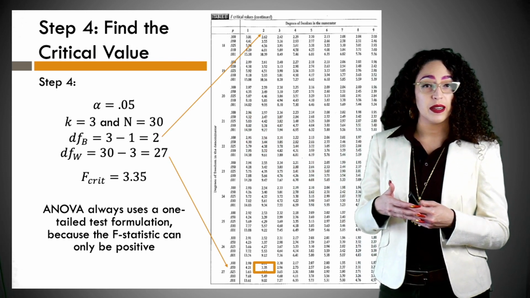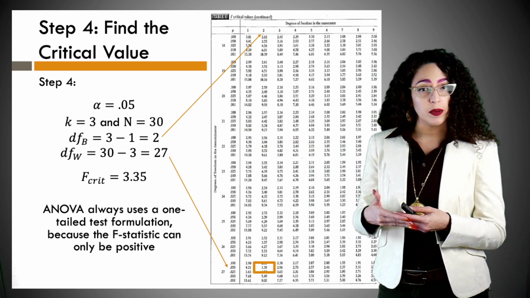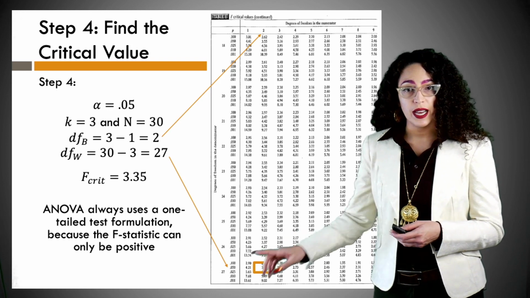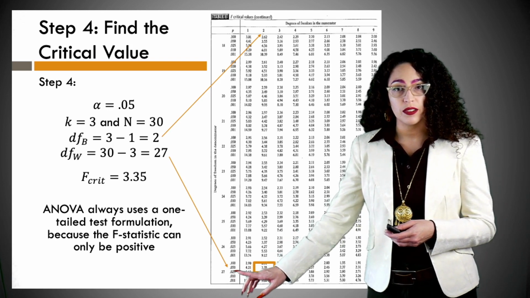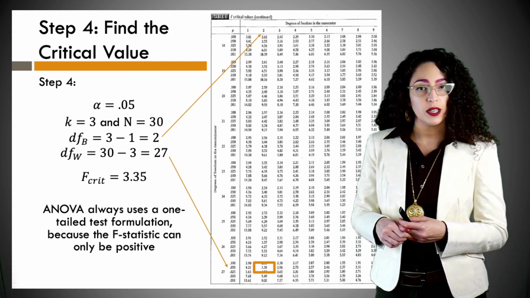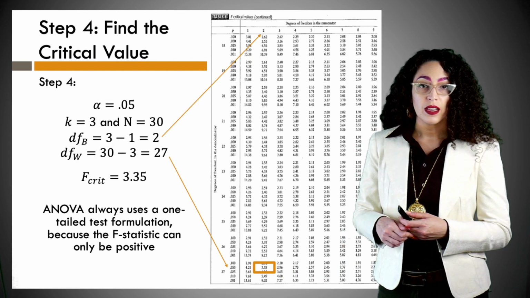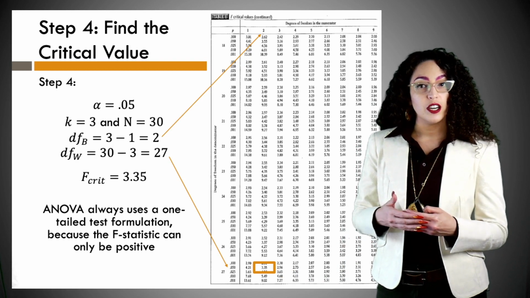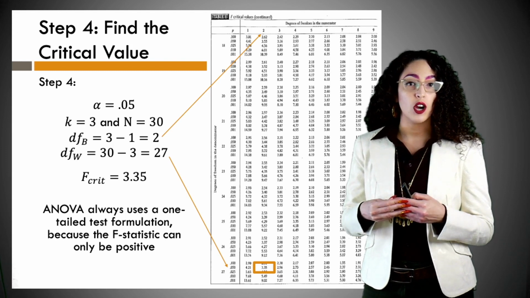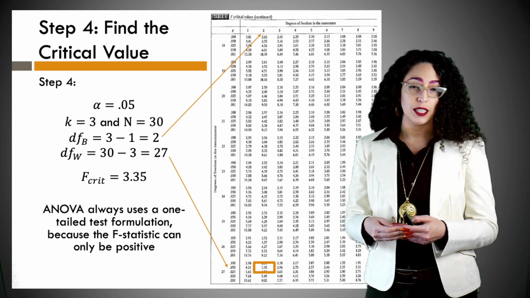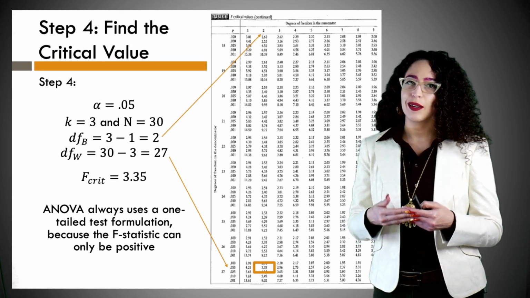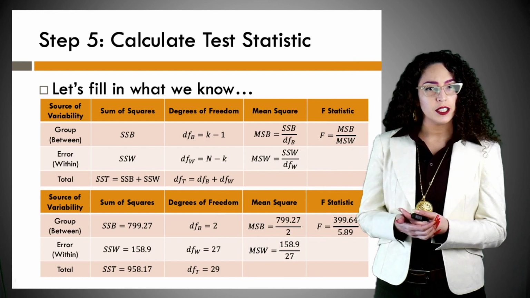Now what are our degrees of freedom within? Well, we had 30 people minus k, so 30 minus 3 equals 27. So that is down here, that's 27. We look for the 0.05 that we're interested in, and here is our value right here, an F critical of 3.35. Also important to note, ANOVA always uses a one-tailed test formulation because F-statistics can only ever be positive. You should never end up with some sort of a negative variance or negative sum of squares, so it will always be positive.